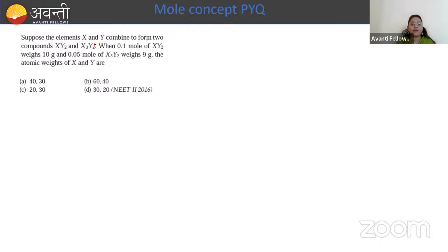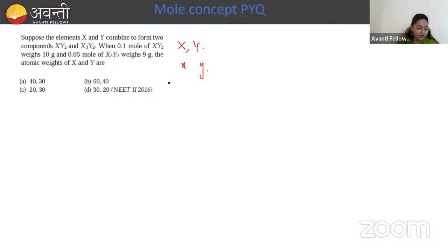Suppose the elements X and Y combine to form two compounds XY2 and X3Y2. When 0.1 mole of XY2 weighs 10 gram and 0.05 mole of X3Y2 weighs 9 gram, the atomic weights of X and Y are? So here we need to find the atomic weights of X and Y. Let's suppose the atomic weight of element X is X and of element Y is Y.